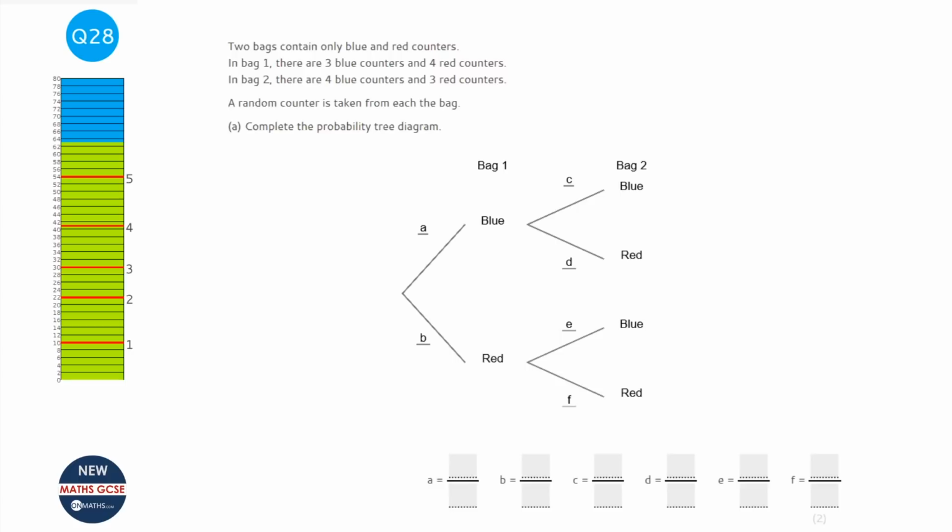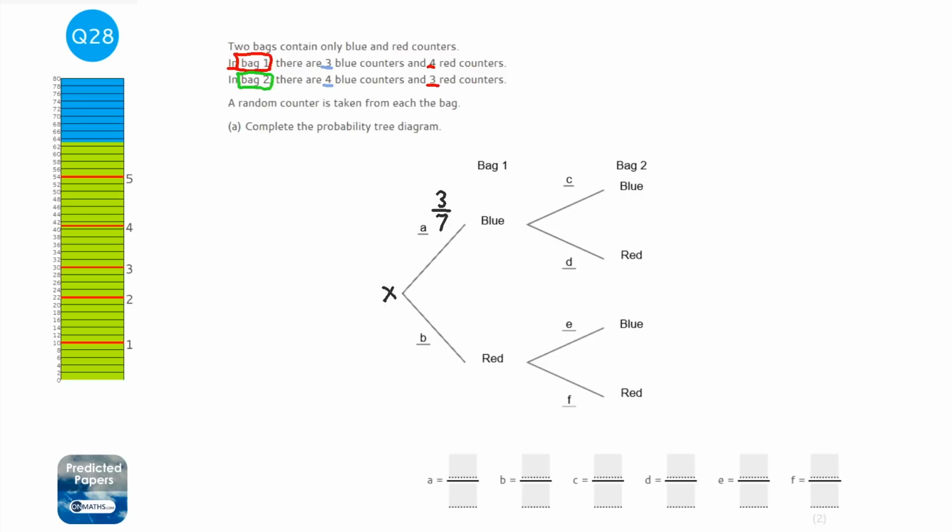Okay, so tree diagram question, and this one says that in bag 1 there are 3 blue counters and 4 red counters, and in bag 2 there are 4 blue counters and 3 red counters. So with tree diagrams we always start here and we ask ourselves, well, in bag 1 we can either pick a blue or a red. Let's start with blue. What's the probability I pick a blue? Well, there are 3 blues and 4 reds, so 7 in total.